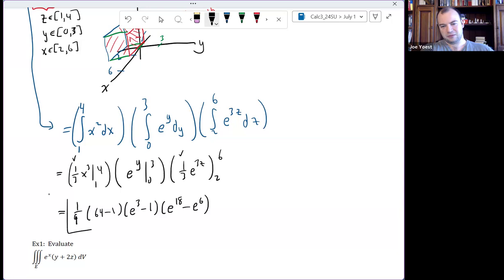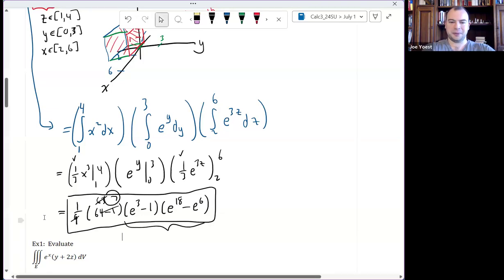And we might be able to simplify this a little bit. Actually, we can't. 64 minus 1 is 63. And 9 times 7 is 63. So that simplifies pretty nicely. I don't think we can really do much with all of these exponentials, though. But we end up with 7 times these two exponential bits here.